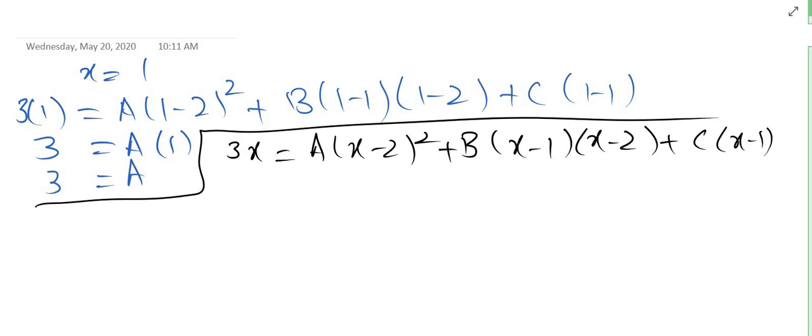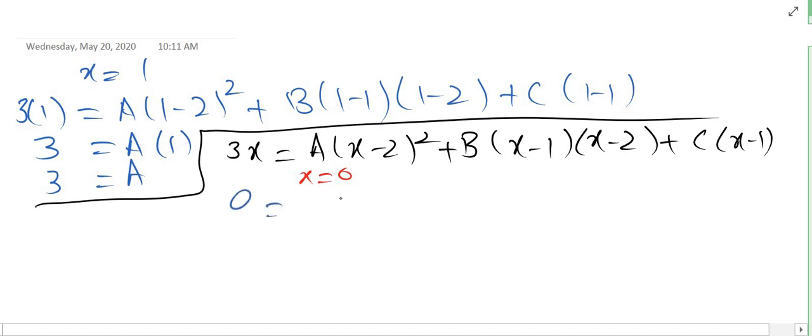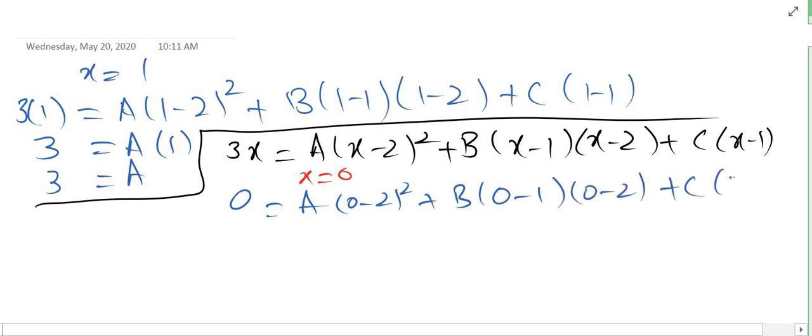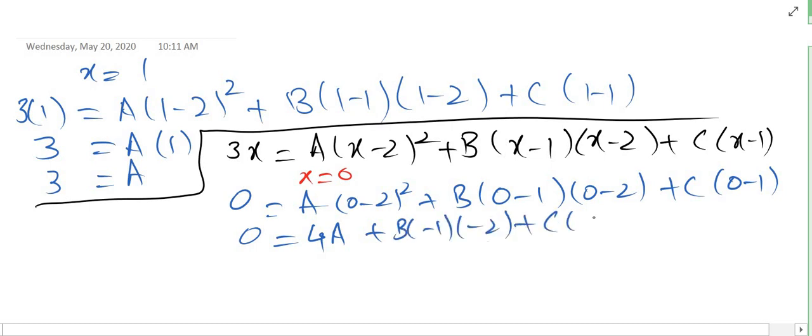So let x be 0. Substitute this value in this equation. 3 times 0 is 0. 0 minus 2 square plus b into 0 minus 1, 0 minus 2, plus c into 0 minus 1. So 0 minus 2 is minus 2, minus 2 square is 4, 4a, and 0 minus 1 is minus 1, so this is minus 1 and minus 2, 0 minus 2 is minus 2, and c times minus 1.